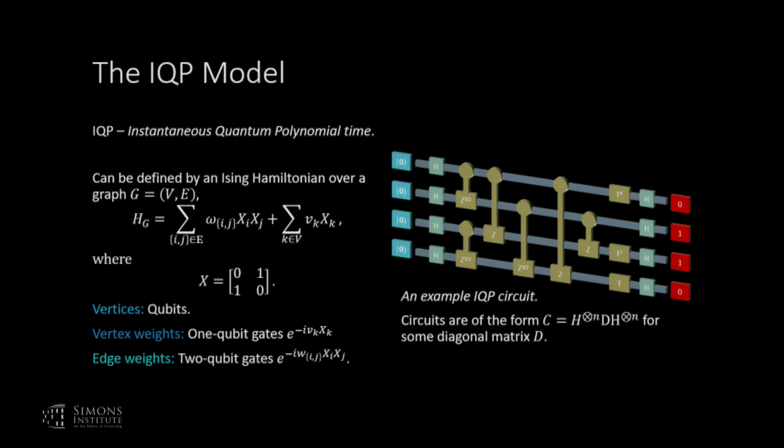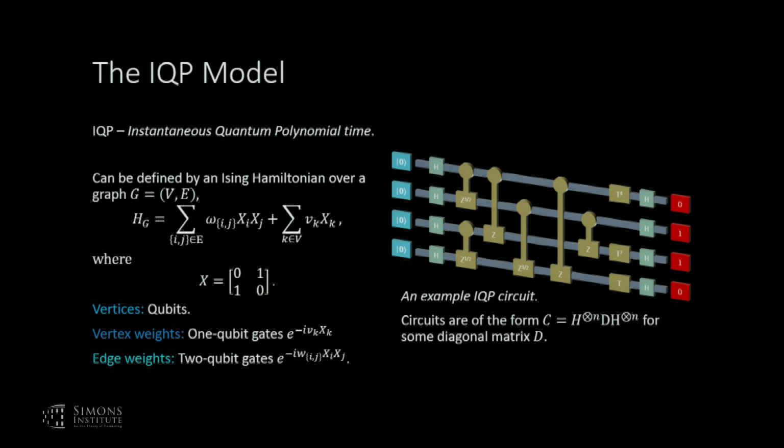So we can define it by some Hamiltonian. We're going to define it by some Ising Hamiltonian over some graph. So you can probably guess where this is going to go. But the Hamiltonian considers a sum over the edge terms given by some weight of x terms. So the x matrix is just given by this.